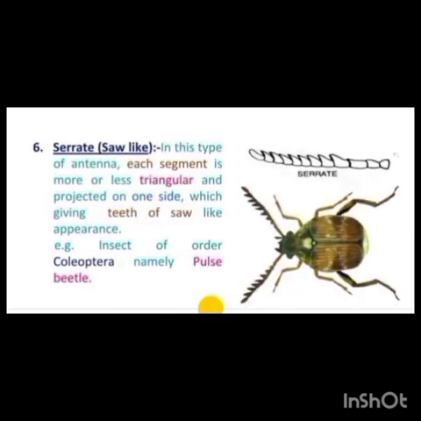6. Serrate, saw-like. In this type of antenna, each segment is more or less triangular and projected on one side, giving a saw-tooth appearance, e.g. insect of order Coleoptera, namely beetle. Here is the picture of serrate antenna on the right side.